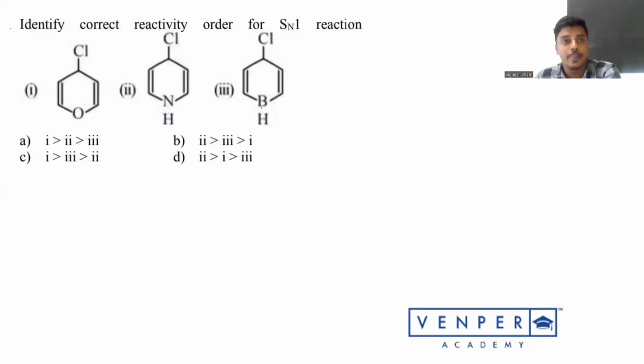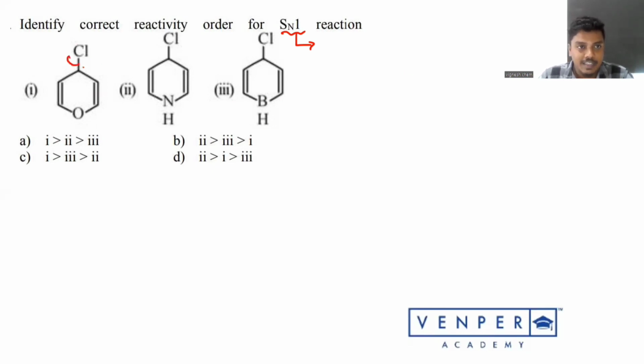Okay, next question. This is the correct order of reactivity of SN1 reaction. Now, what is an SN1 reaction? It's a unimolecular nucleophilic substitution reaction. It's a two-step process, and the formation of the carbocation decides the rate of the SN1 reaction. Therefore, we remove the Cl and decide the stability of the carbocation. Whenever the stability of the carbocation increases, the rate of the SN1 reaction increases, right?